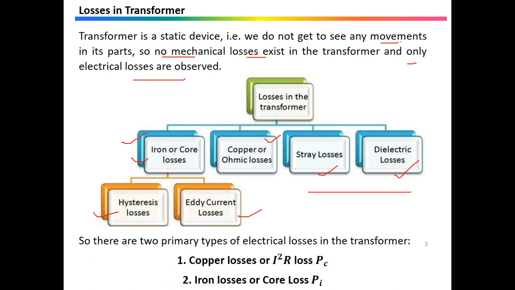In this video lecture, we will study in detail the copper losses, that is the winding losses, and also the core losses that occur in iron, since these are the two primary types of electrical losses in the transformer. The copper losses are ohmic losses, generally represented by I square R, and can be represented by PC, where C stands for copper losses; conductor losses can also be considered here. The iron losses or core loss is represented by Pi.